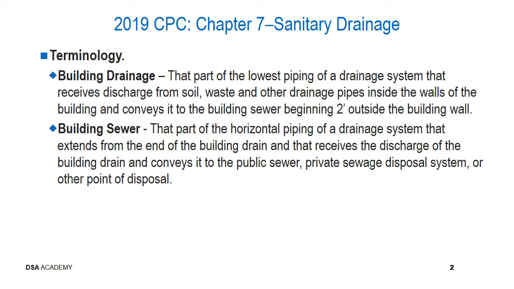Building sewer, on the other hand, is that part of the horizontal piping of a drainage system that extends from the end of the building drain, remember that's approximately 2 feet outside the building, and that receives the discharge of the building drain and conveys it to the public sewer. So the difference between the two is drainage. Building drainage is the drainage inside the building, and building sewer is the transportation of the building drainage outside of the building to the public or the private sewer system.